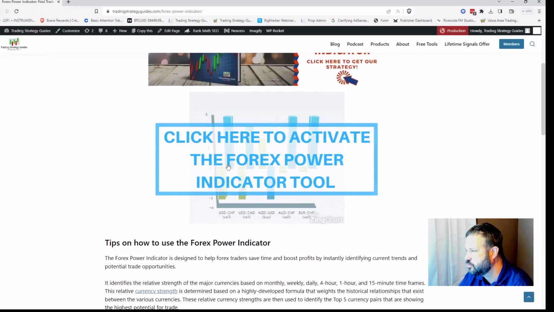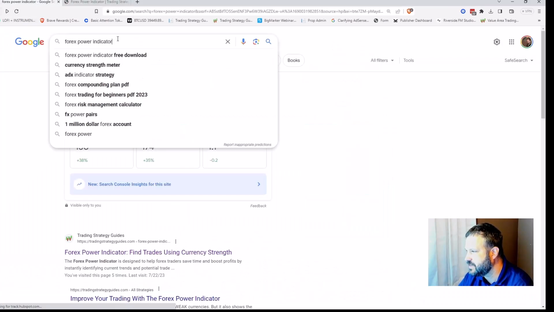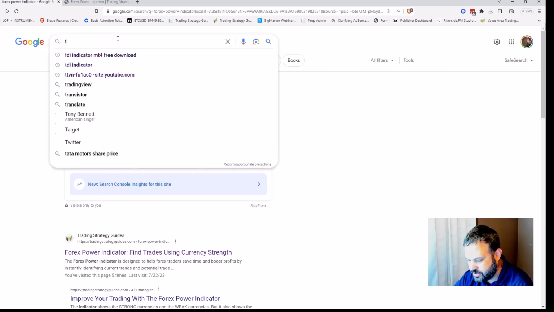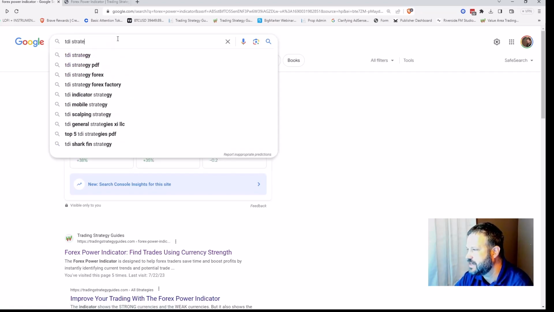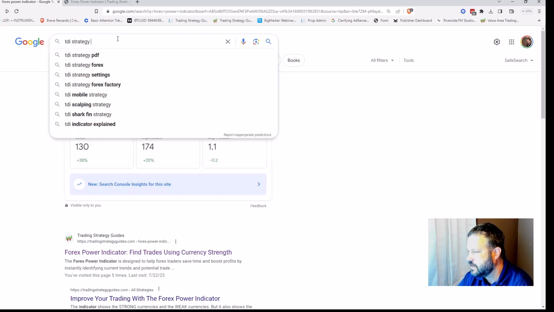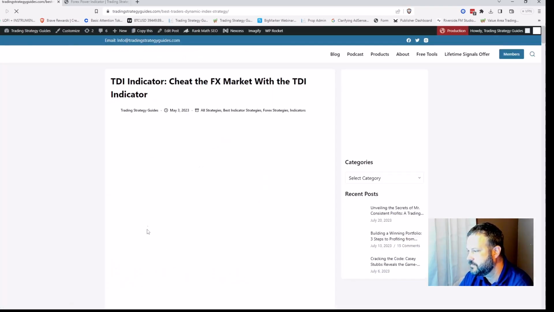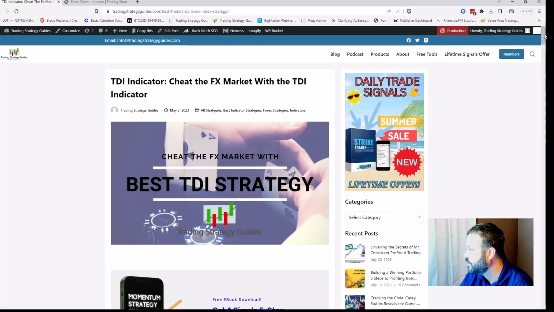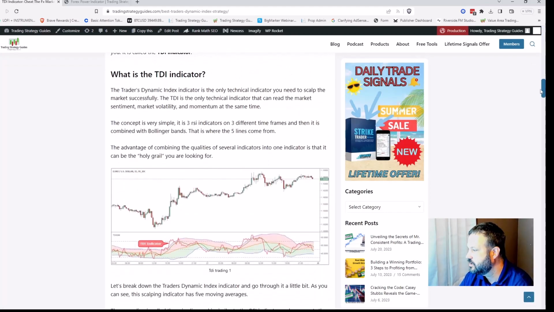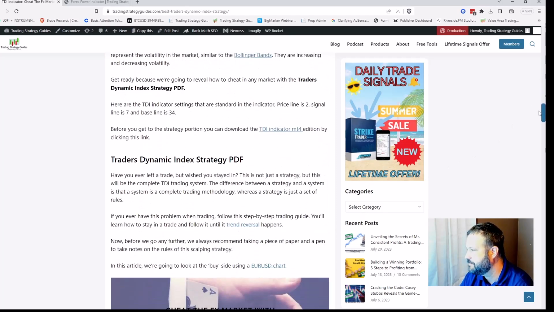The next tool, so we'll open that up. Then the next tool that you're going to need is the TDI Indicator. You can just type in TDI strategy, and it's on the same site. The name of the article is called Cheat the FX Market with the TDI Indicator, and it actually has the download for the indicator in this article right down here. So we're going to want to grab that right there and download it. And we'll have the links for all that in the description.